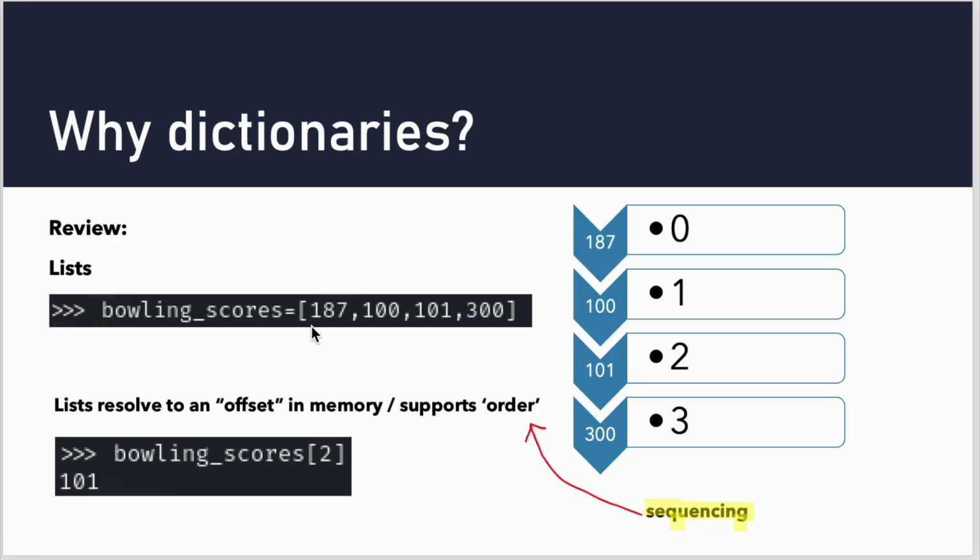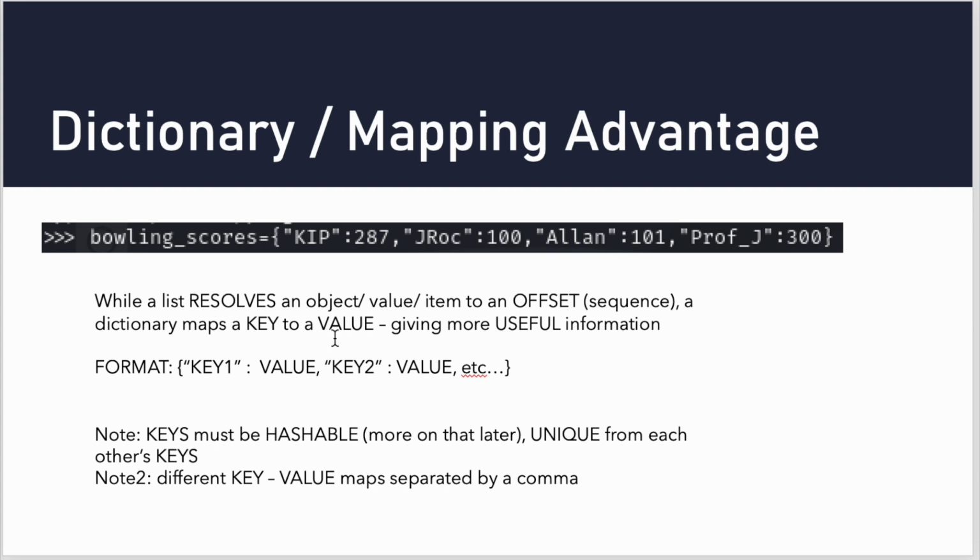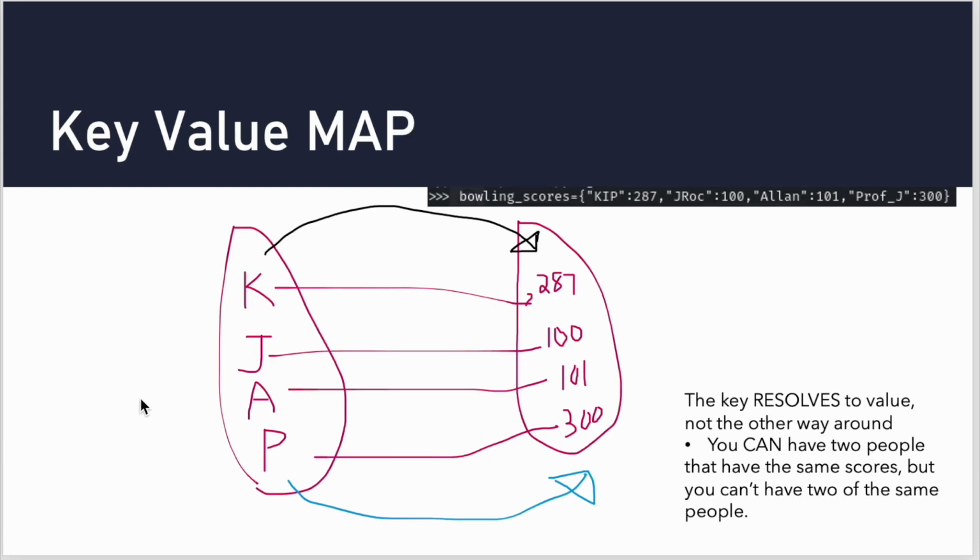Now, it's great that we have these numbers here, 187, 100, 101, but it's really tough to put them in a context as to what exactly these numbers are, but yet we can kind of see what's going on here. Kip obviously bowled a 287, J-Rock bowled a 100, and whatnot. And the visualization of what a bowling score dictionary looks like is we have Kip here.